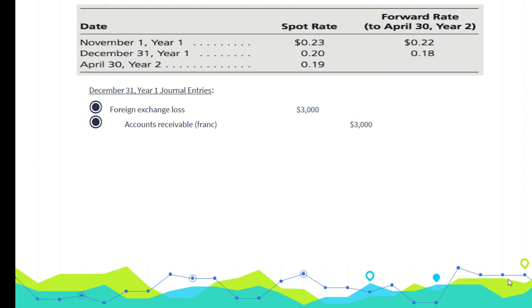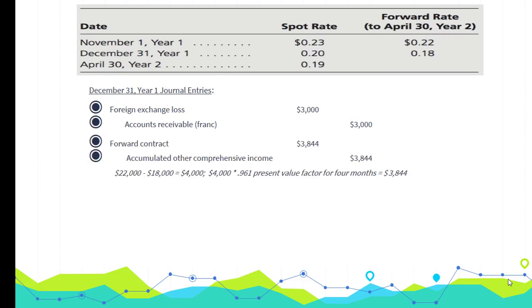So that decline in the value of the account receivable in US dollar terms is reflected as a foreign exchange loss on the income statement of Alexandria Company. So there will be a debit to foreign exchange loss in the amount of $3,000. Conversely, the forward contract becomes an asset.